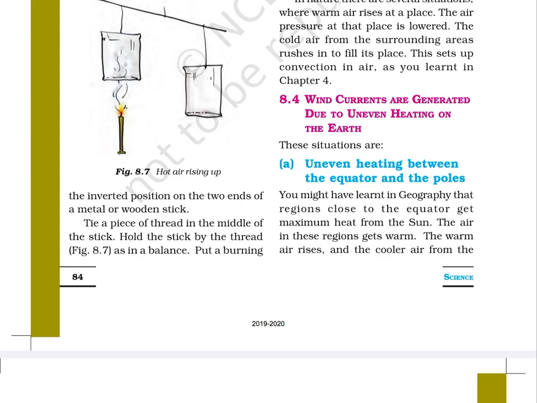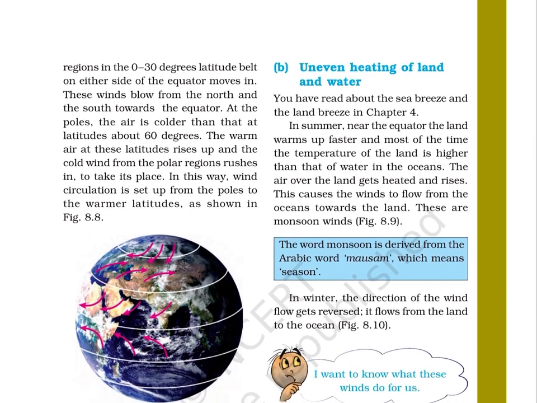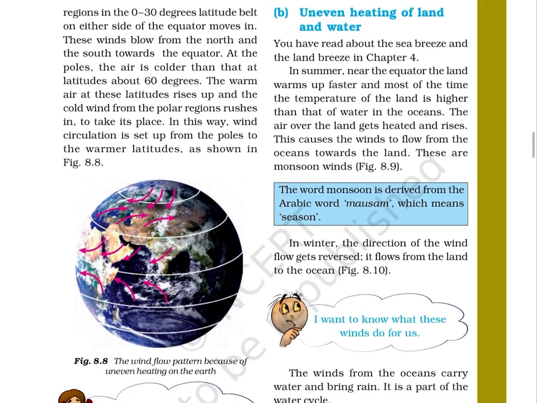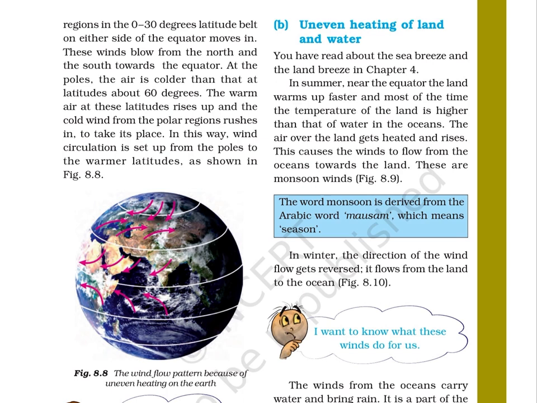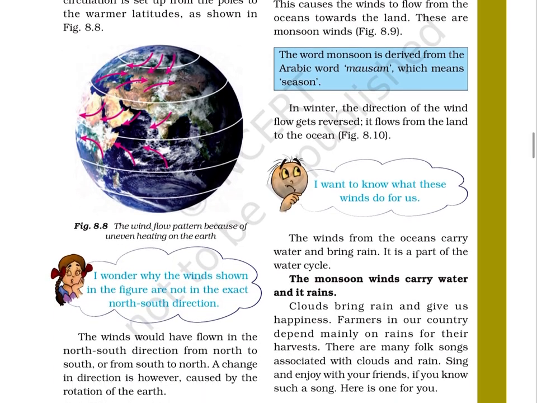Page 85. These winds blow from north and south towards the equator. At the poles, the air is colder than that at latitudes about 60 degrees. The warm air at these latitudes rises up and the cold wind from the polar regions rushes in to take its place. In this way, wind circulation is set up from the poles to the warmer latitudes, as observed in Figure 8.8. Figure 8.8. The wind flow patterns because of uneven heating on the Earth.